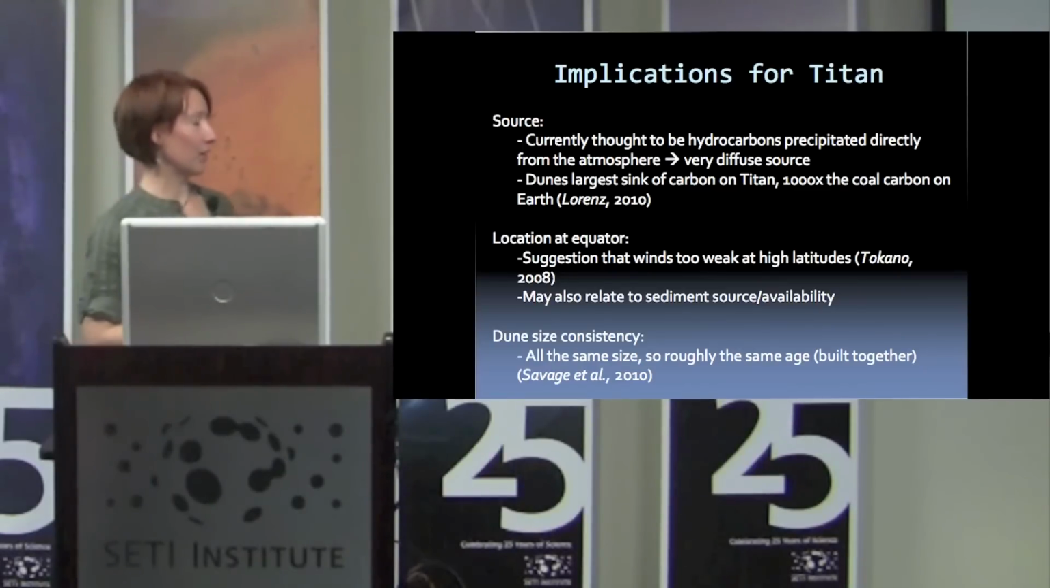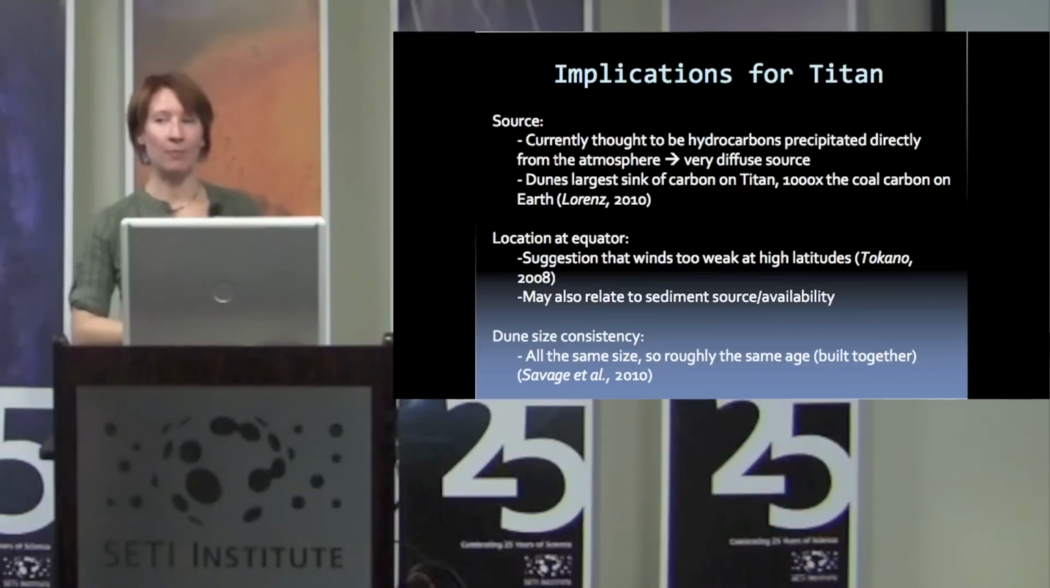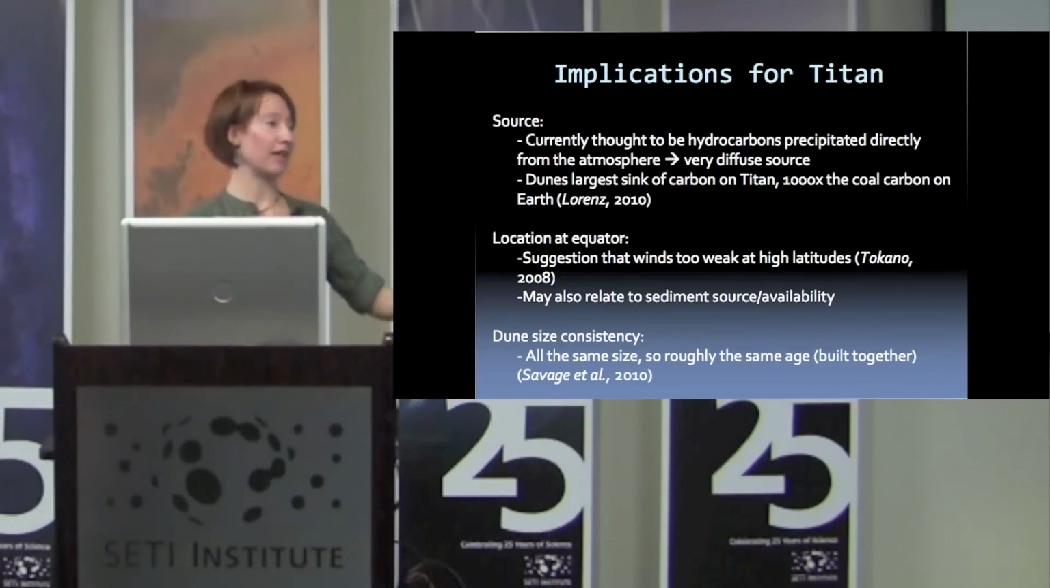We don't really understand why all the dunes are at the equator. One thought is that the models suggest that winds are simply too weak at high latitudes, so maybe if there is sand at high latitudes, it just can't pile up into dunes. But it also may relate to sediment source and sediment availability. Maybe if that stuff is raining out from the atmosphere, it only does so at the equator. We really don't know. There's just too much we don't know yet.